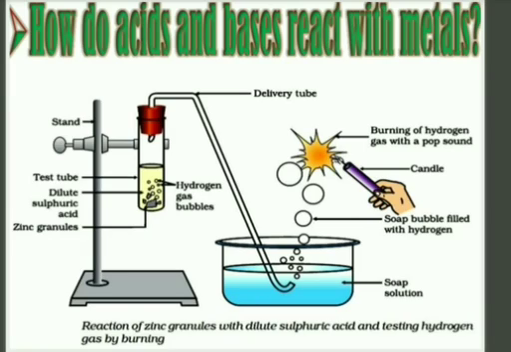Another question: why do we add sulfuric acid drop by drop? We add sulfuric acid drop by drop because it is an exothermic reaction, and the temperature of this test tube also changes. You must have read in lesson number 1 that whenever zinc reacts with H2SO4, it gives zinc sulfate along with hydrogen gas. There will be a change in temperature also.